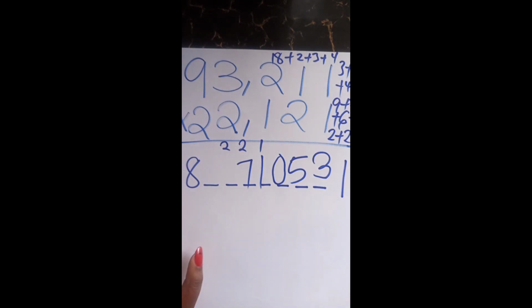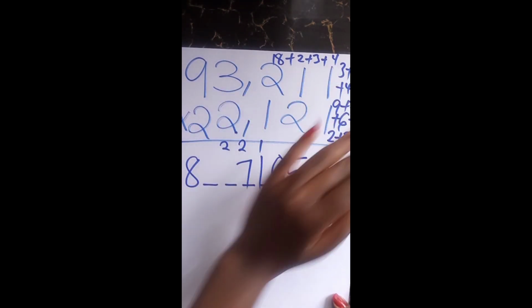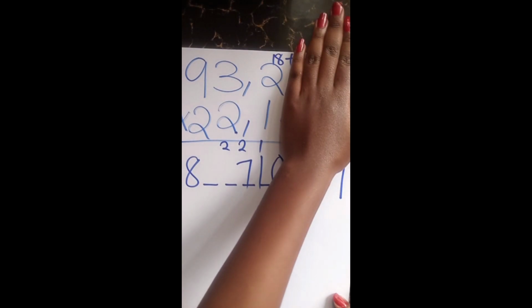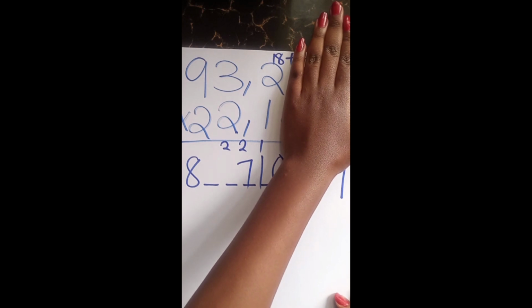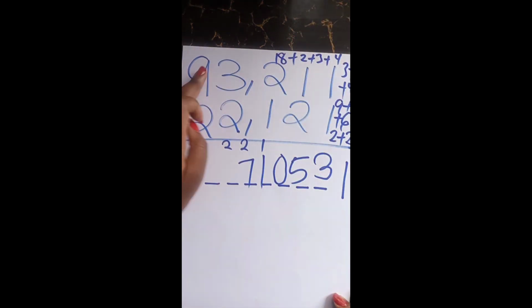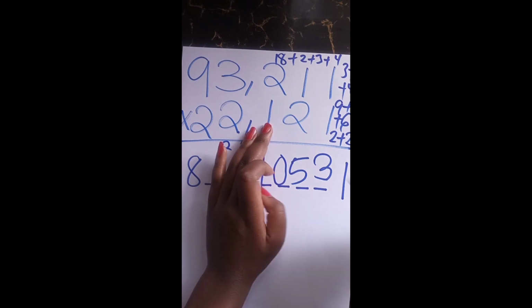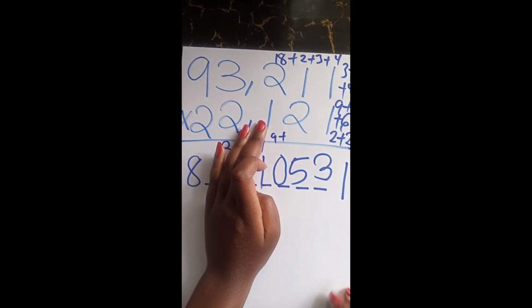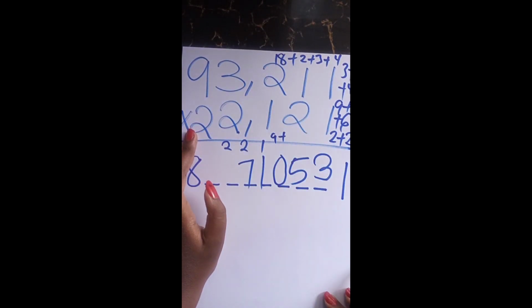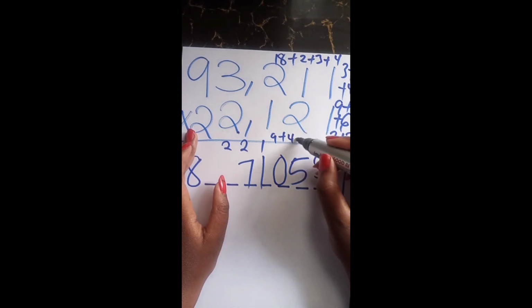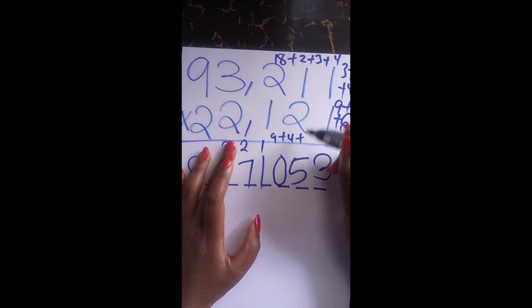Okay, now that we've dealt with the 4 digits, let's deal with the 3 digits. That means that we'll assume that this part is not here. So we'll only deal with that part that is untouched. So what is 9 times 1? 9 times 1 is 9. Plus 2 times 2 is 4, plus 3 times 2 is 6.